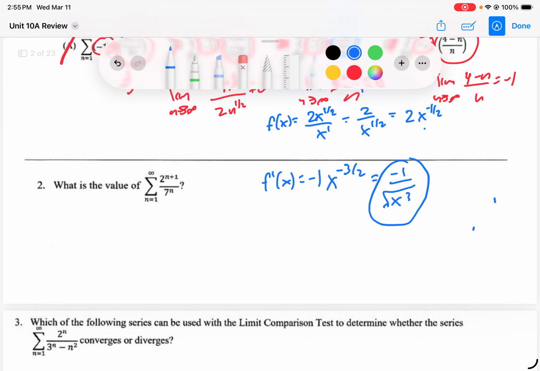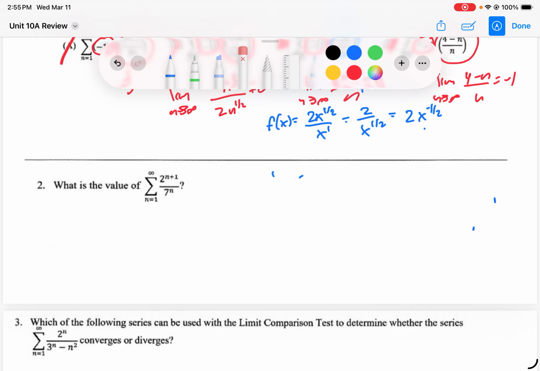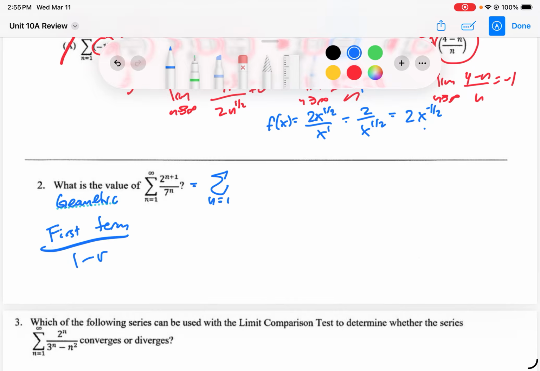All right. The next one says, what is the value of this infinite series? The only series we really know we can find the value of are those geometric series. So anytime it says find the value or find the exact sum of the series, that's kind of a clue that this is geometric. And I know geometric series converge to the first term over 1 minus r.